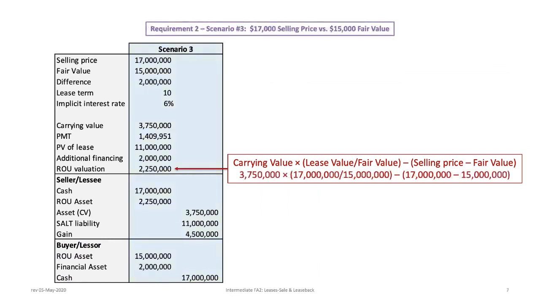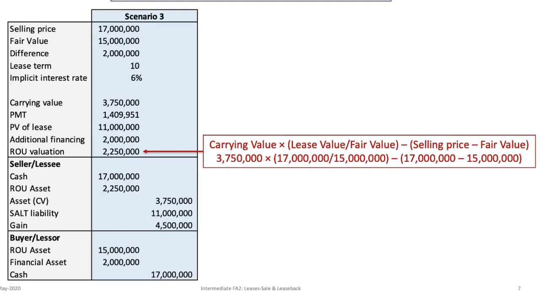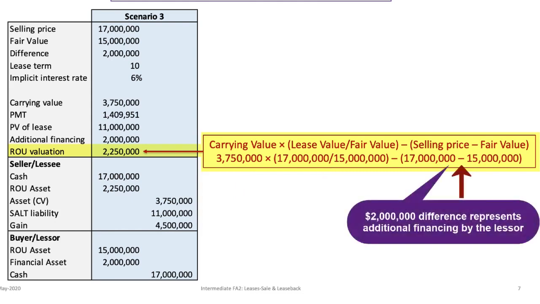Finally, let's look at scenario number 3, where the selling price of $17 million is greater than the $15 million fair value. In this scenario, the carrying and lease values are the same as under scenario 1, and the ROU valuation will be calculated similar to scenario 1 by taking the carrying value multiplied by the ratio of the lease value over the fair value, less the difference between the selling price and the fair value. That's $3,750,000 multiplied by $17 million divided by $15 million, then subtract the $15 million fair value from the $17 million selling price. That difference is $2 million.